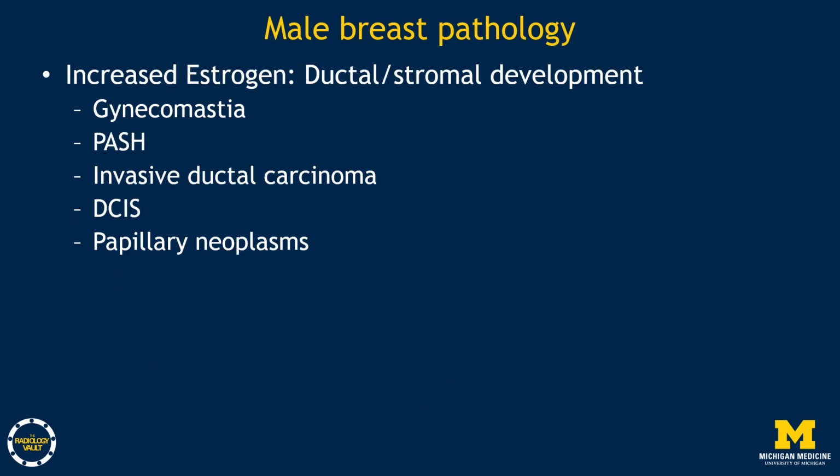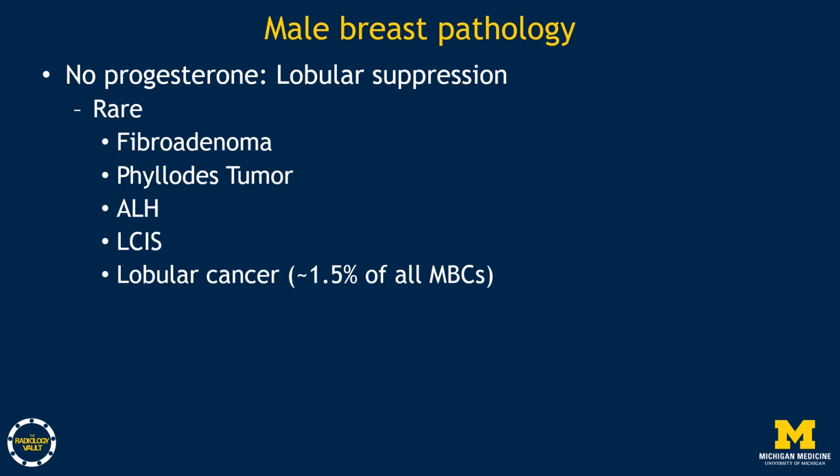In the presence of increased estrogen with the resultant ductal and stromal development, pathologies that can occur include gynecomastia, pseudoangiomatous stromal hyperplasia, and malignant processes such as invasive ductal carcinoma, DCIS, and papillary neoplasms. In the absence of progesterone and resulting lobular suppression, it is very rare to have pathologies such as fibroadenomas and phyllodes tumors, as well as lobular neoplasia, ALH, LCIS, and lobular cancers. Lobular cancers represent approximately 1.5% of all male breast cancers, whereas in women, lobular carcinoma represents approximately 15% of all female breast cancers.